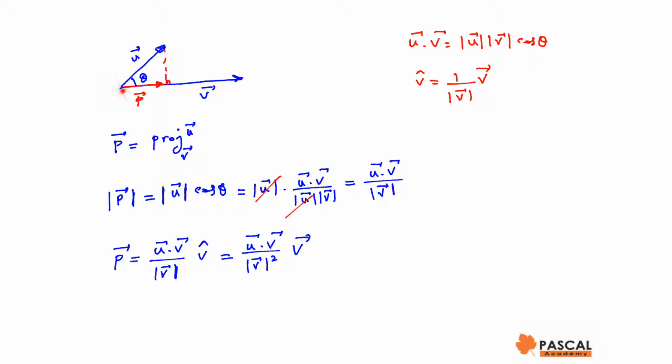In this diagram, vector p is called projection of vector u on vector v, and it's denoted by p equals projection of u on v. We are looking for relationship between p, u, and v. We know u dot v is size of u, size of v, cosine of theta. Therefore, cosine of theta can be written as u dot v over size of u, size of v.